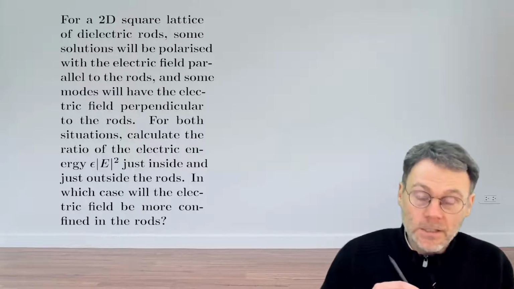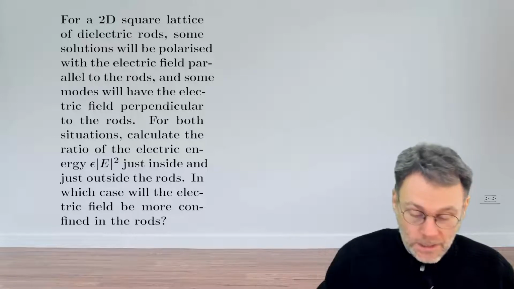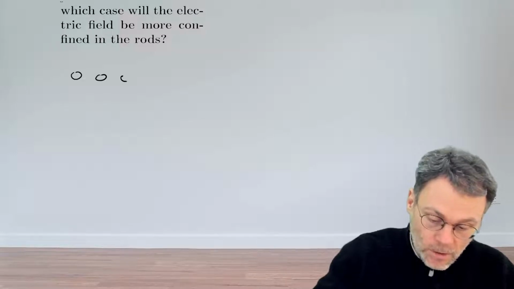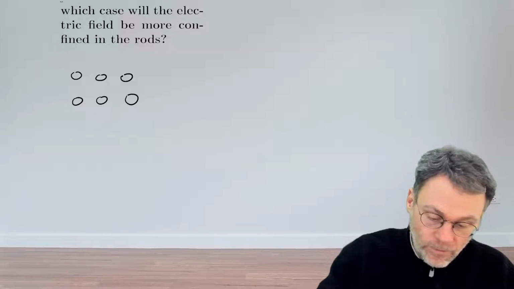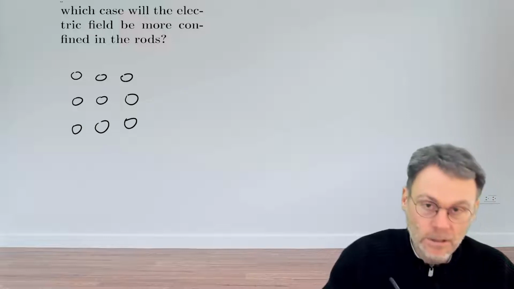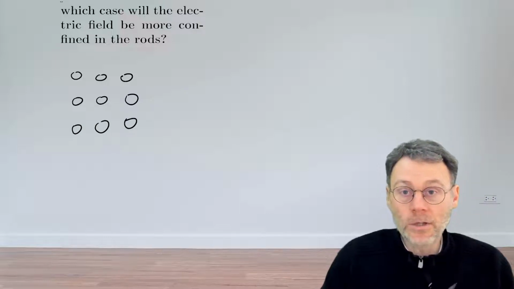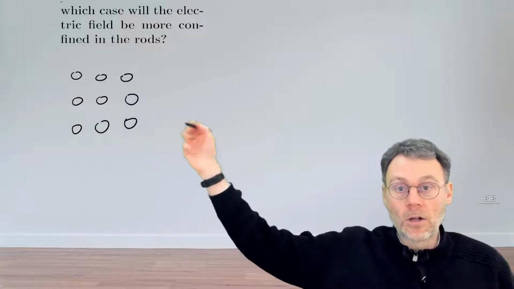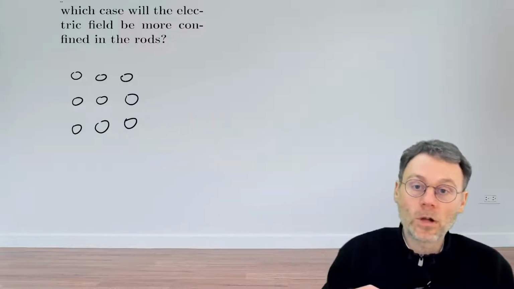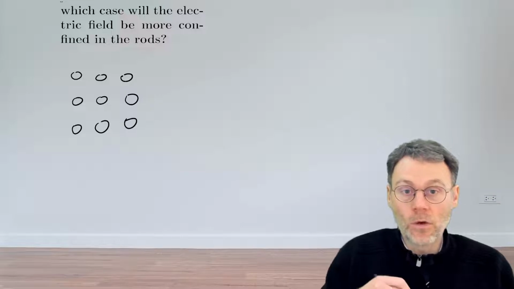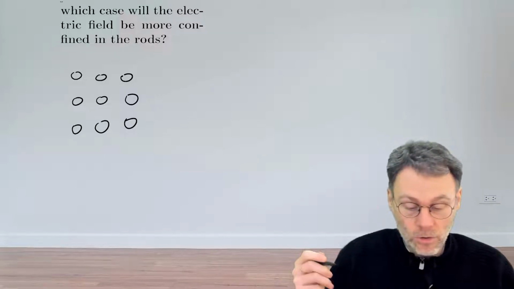A lot of text in this exercise, but what this basically is all about is a two-dimensional square lattice of dielectric rods. So here you see that lattice in top view. So this is your photonic crystal. And then there can be two situations. One where the electric field is lying along the rods, so parallel to the rods, or a different situation where the electric field is perpendicular to the rods.